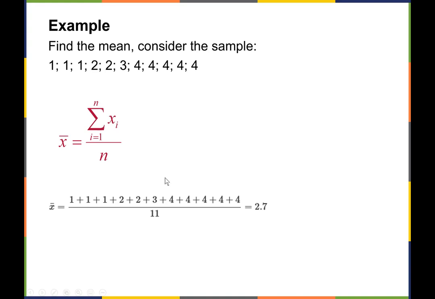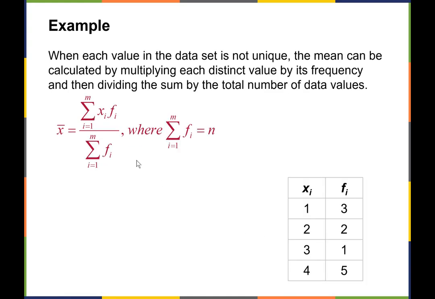All right, are you back? Were you able to just add up all the numbers and divide by the total number, which is 11? You should have come up with 2.7. So it's a new formula, but it's still the same idea.